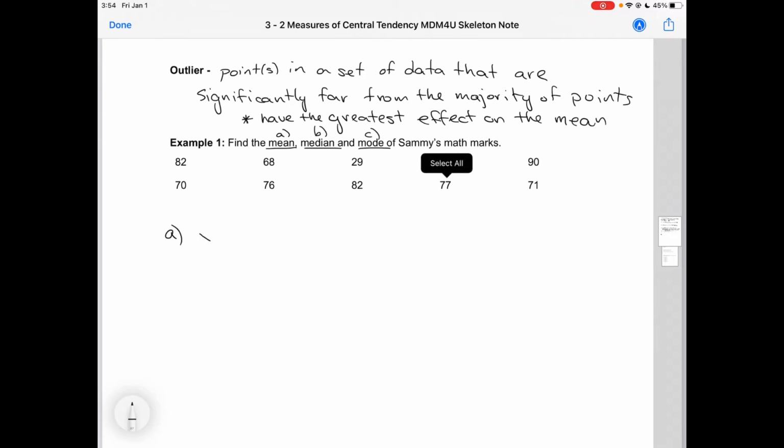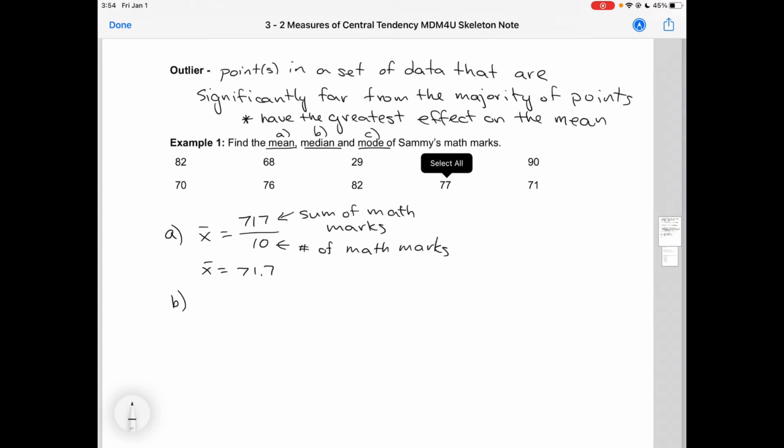To find our mean, we're going to add up all of Sammy's math scores. So doing that is going to give us 717, and then we're going to divide by the number of math marks, which is 10. So this is our sum of math marks, and this is our number of math marks. And so our mean is 71.7.